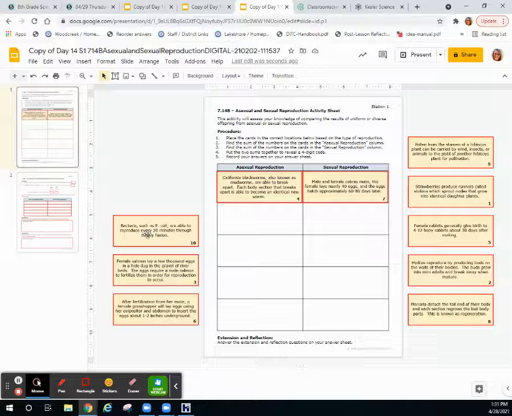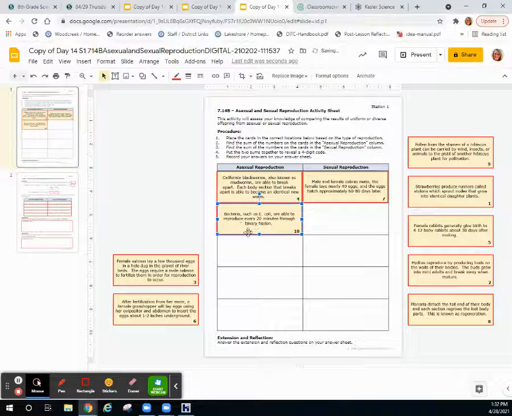Bacteria such as E. coli are able to reproduce every 20 minutes through binary fission. Binary fission is where a cell splits in half. Essentially, it's splitting. And so since there is not genetic material from two different sources combining, it's one set of genetic material that's being replicated through fission. This is going to be asexual reproduction. The fact that you have one organism, such as this E. coli bacteria, reproducing alone says that this is asexual, okay?